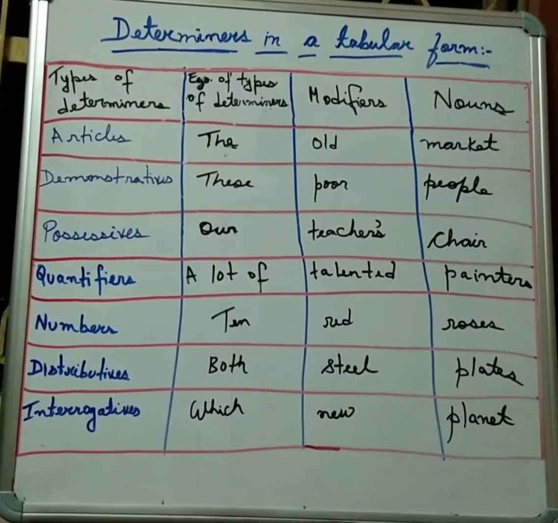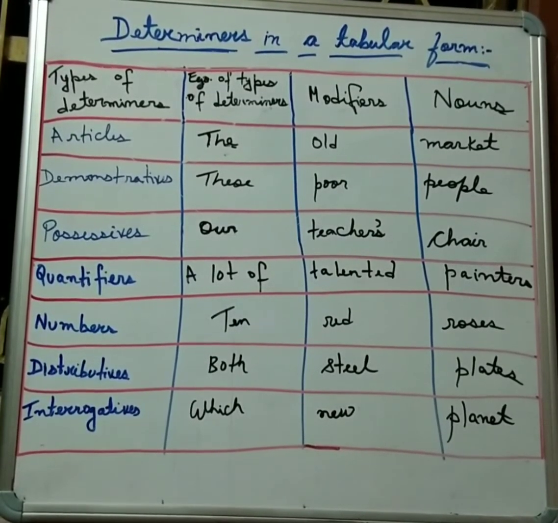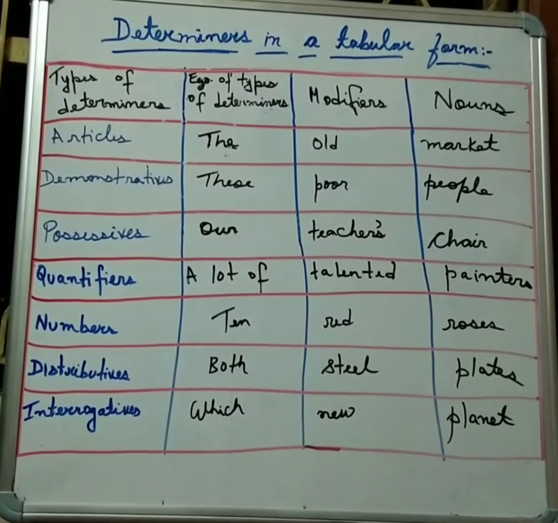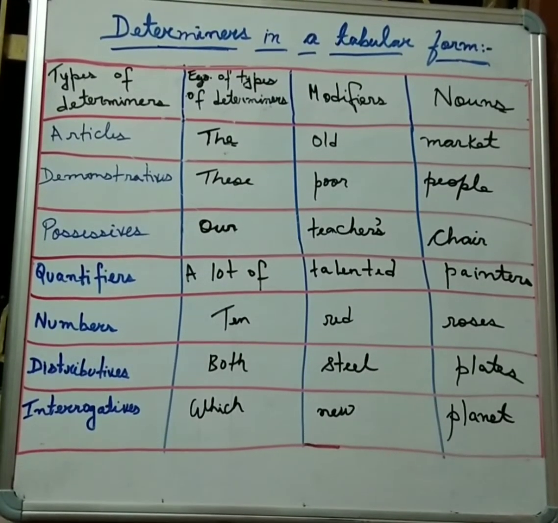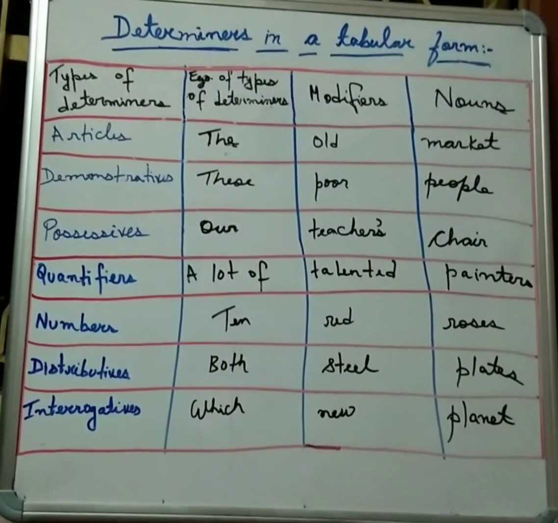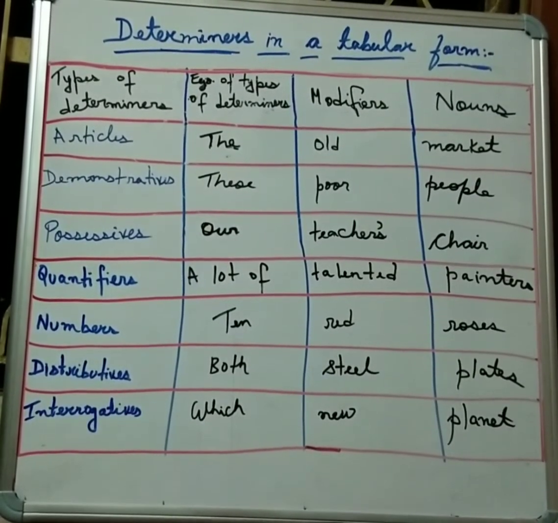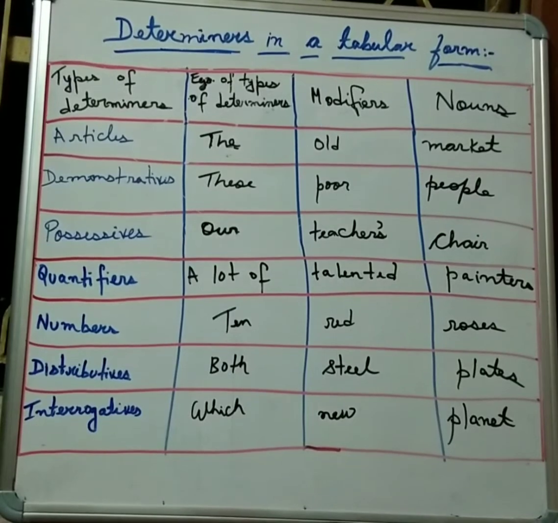Next is demonstratives. These poor people. These, as you can see, is the determiner. It is the example of demonstrative determiners. Poor is the modifier, which again is an adjective, and people is the noun. So in the first example, market is a singular noun, but in our second example, people is a plural noun.